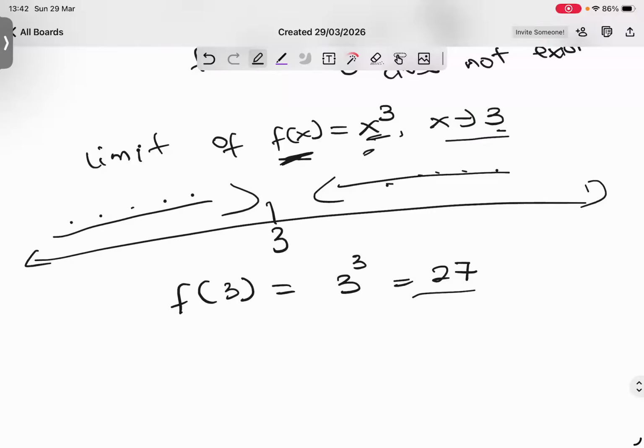So from the basics, we do the long approach: pick numbers that are closer and closer in this direction, numbers that are closer and closer in this direction, and then look at the behavior of the function. They should be approaching the same value. Then that same value becomes the limit. But if they don't approach the same value, then the limit does not exist. So you can either do direct substitution or go through the long approach. It is through the long approach that we have the properties of limits, which we are going to discuss next.